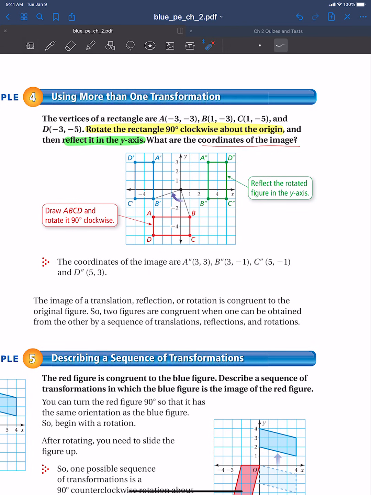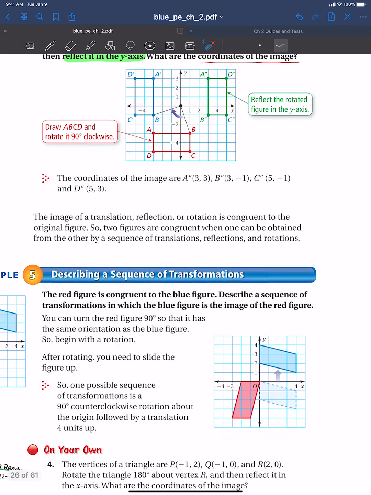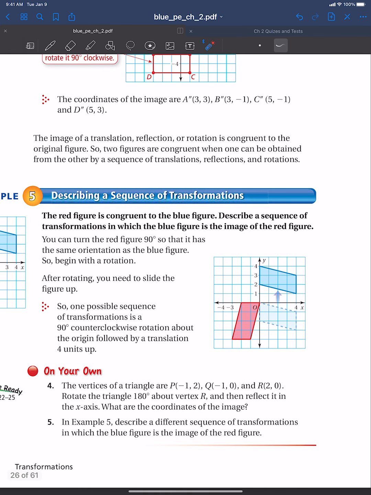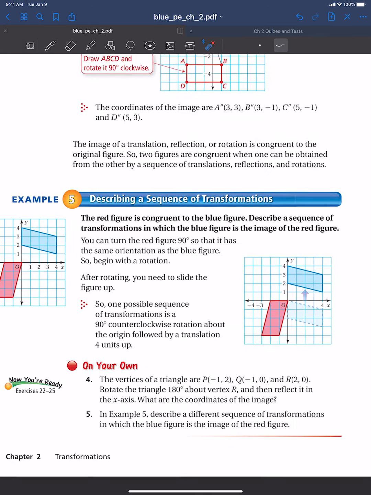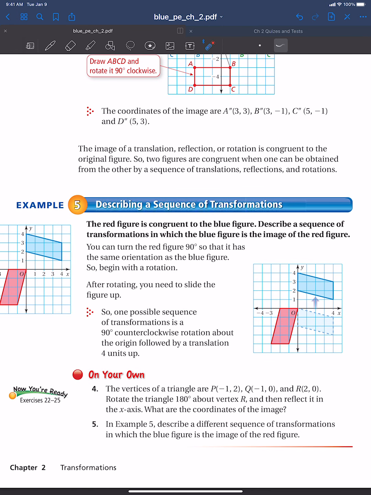On your quiz, you will have a few that ask you to do more than one transformation. And we'll look at that too. Let's look at number 5. Describing a sequence of transformations. Now, there's going to be some just like this on your quiz.